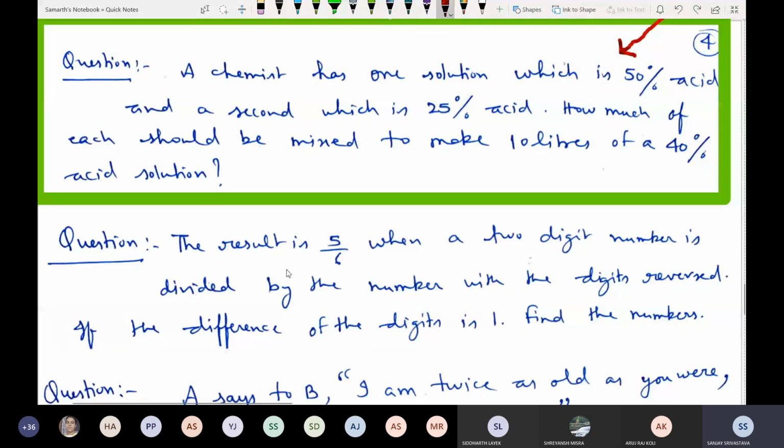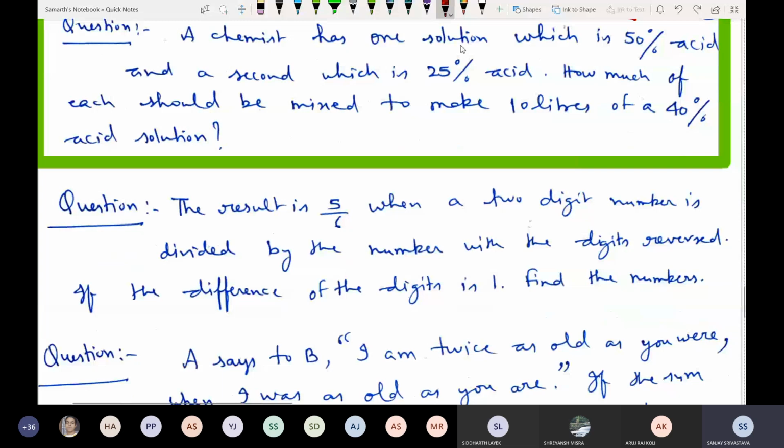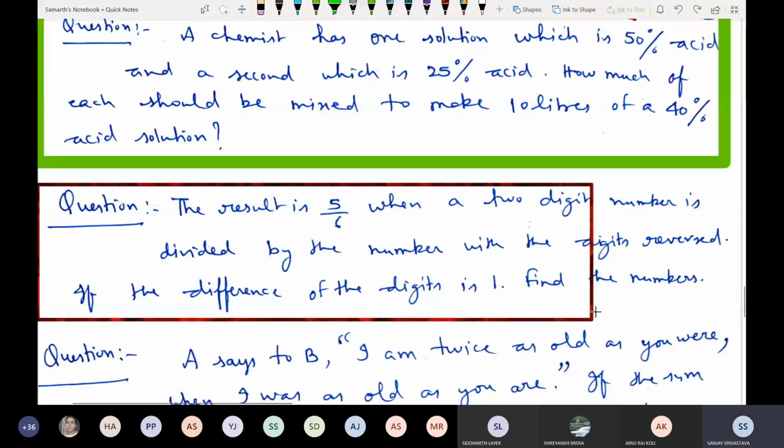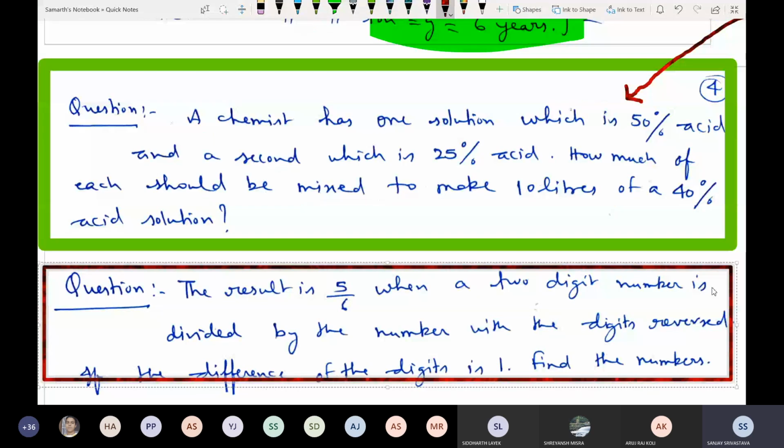The result is 5 upon 6 when a 2-digit number is divided by the number with the digits reversed, if the difference of the digits is 1. Find the numbers. The result is 5 upon 6 when a 2-digit number is divided by the number with the digits reversed. This is the first piece of information. If the difference of the digits is 1, find the numbers. Let me see who can do it first. This is similar to the problem which I have already discussed just now.